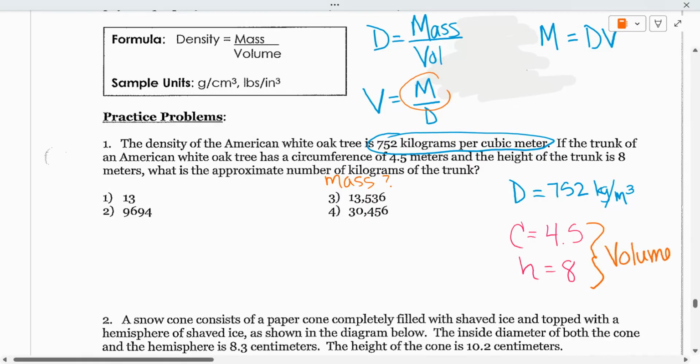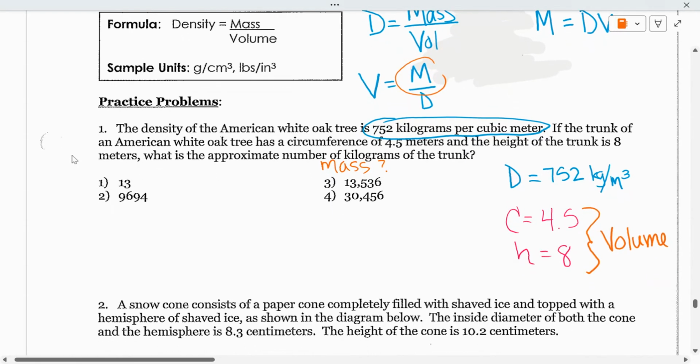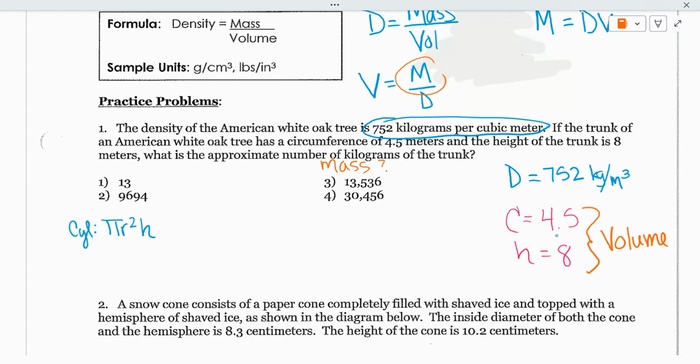What do we have to find out from this information about our tree trunk? Yeah. We have to use that information about the tree to calculate the volume. So our tree trunk is a cylinder. And I know that the volume of a cylinder is pi r squared h. Well, I don't know the radius of my cylinder. I only know the circumference.